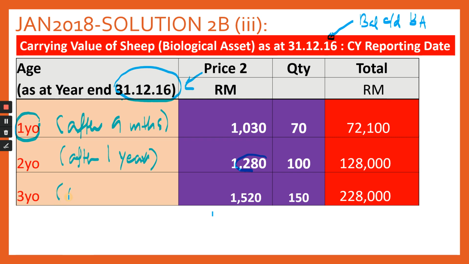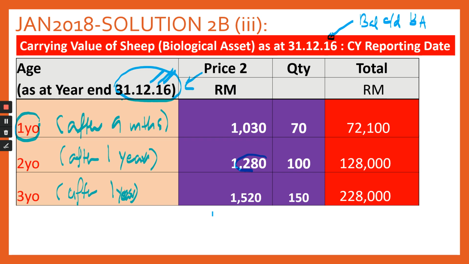Next is the 3 years old. So after a year, if you look at your table, before that you have 152 years old on 1st of January. 152 years old sheep. But if you talk about 31st of December, that 2 years old will grow or transform to become 3 years old, but without anyone dying, right? So 150 units are still there. And you need to multiply with the price at the end of the year for the 3-year-old, because from 2, they grow to become 3.